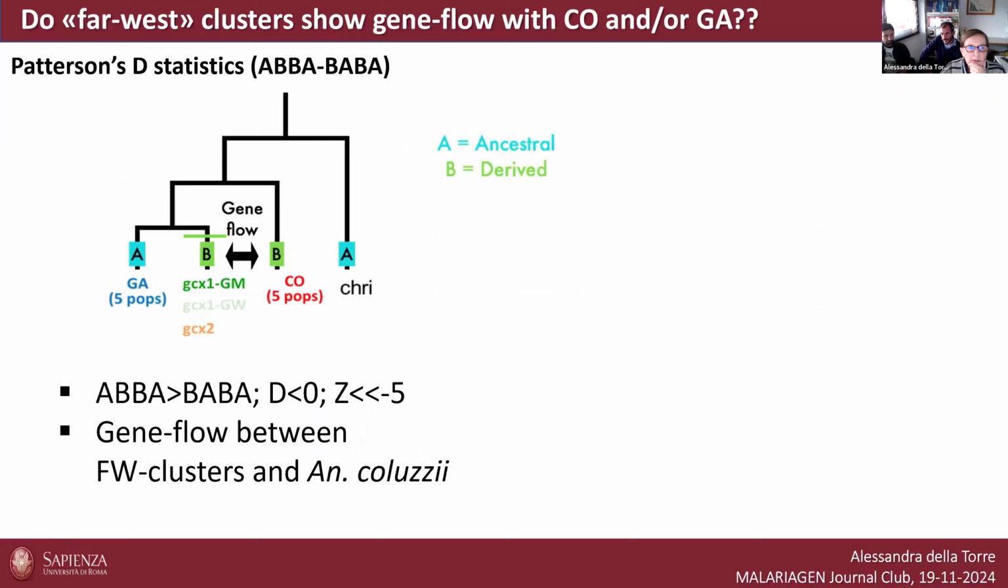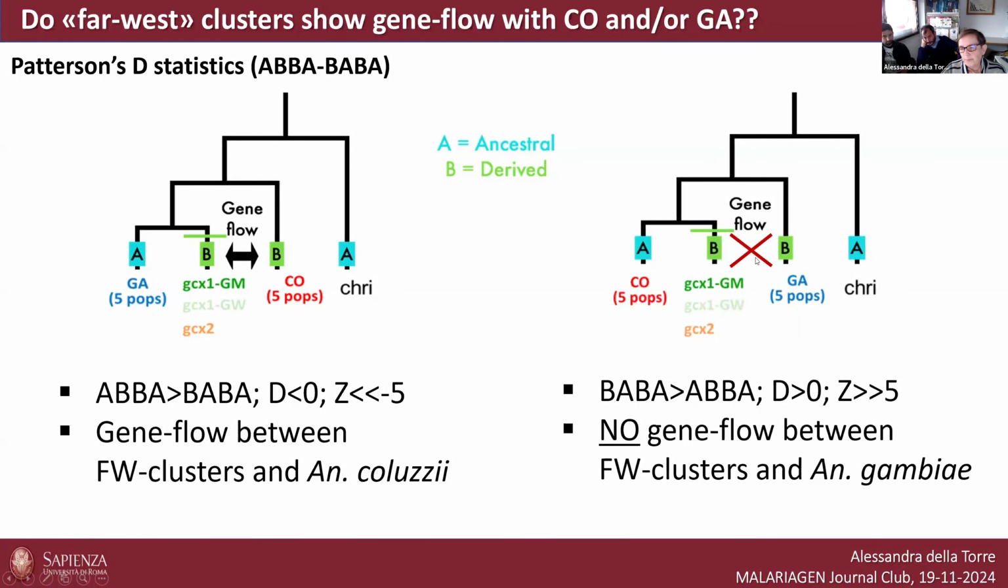And finally, we also carried out the ABBA-BABA test, to show whether there was an excess of derived alleles in the Far West population, having Anopheles christyi as an outgroup. And when we tested this kind of configuration, we had an excess of ABBA over BABA, which means that these results support the existence of gene flow between the Far West populations and Anopheles coluzzii. While when we tested the opposite scenario, we did not find any evidence of gene flow between the Far West cluster and Anopheles gambiae.